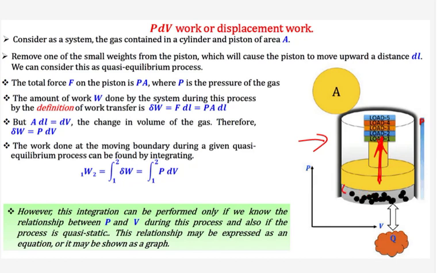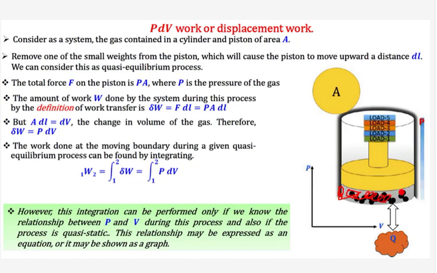Let's say it moves in the upward direction under the influence of the force which is exerted by this system. This is my system, the gas is my system, and the piston and this weight are my surroundings. Now the system is doing work on this piston. Now it will exert a force. Where will that force come from?